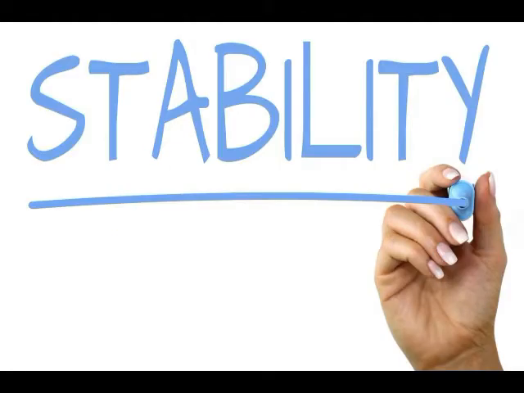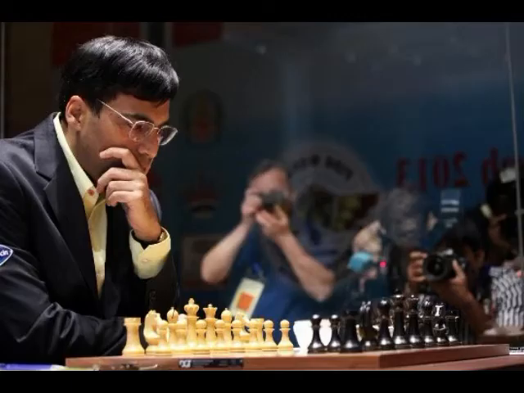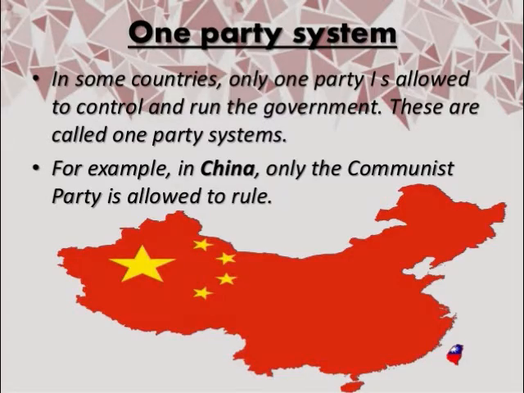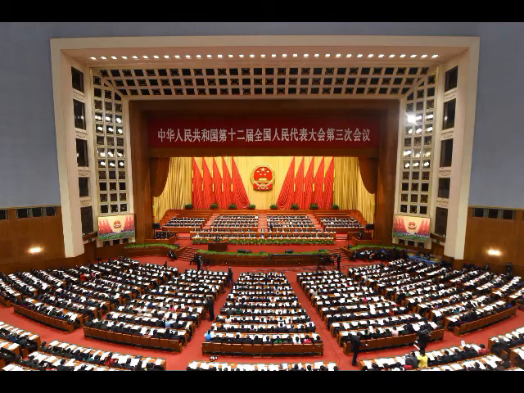Number 1. Stability. There is an old saying that if you want to win the game of chess, then play it with one brain and not with 10 brains. And this technique completely applies to China, which has only one party rule across the nation and helps them implement business strategies and decision making ASAP.